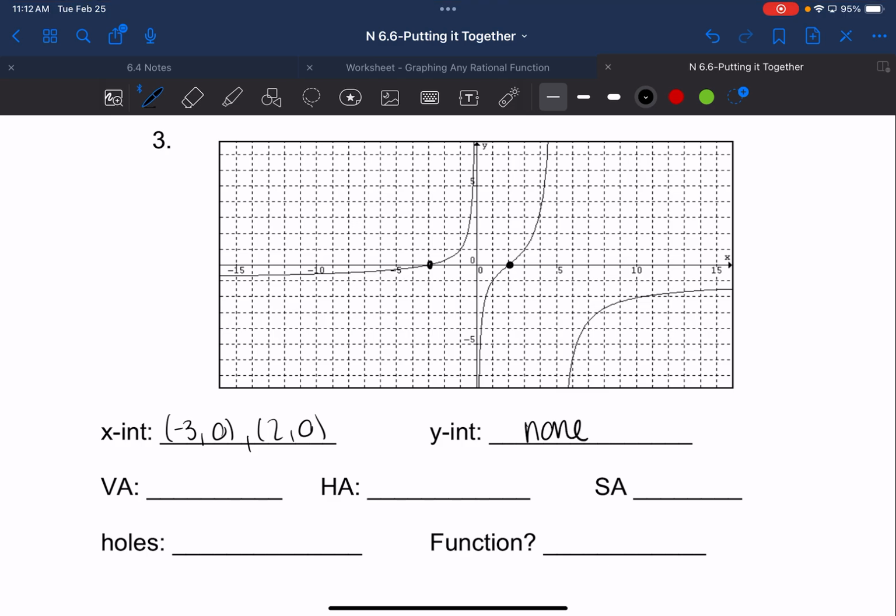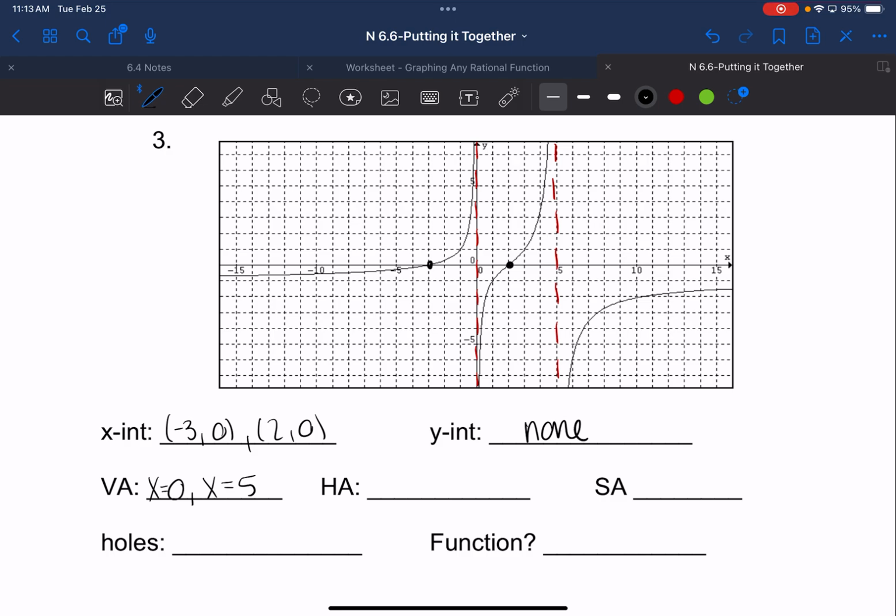All right. Any vertical asymptotes? At 0, yeah, because we can see these curves get really close to 0, but never cross it. Do you guys see anywhere else where something like that happens? At 5, very good. Okay, so we've got x equals 0, and we've got x equals 5. Nice.